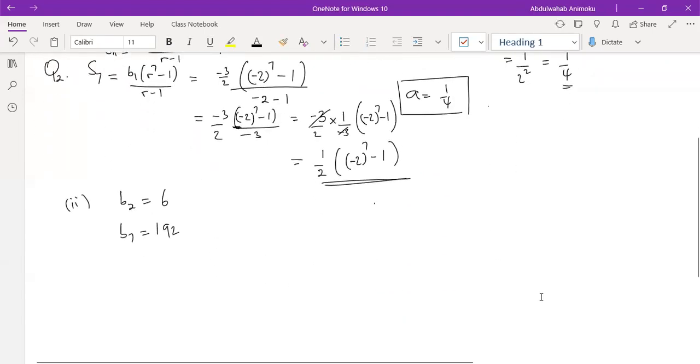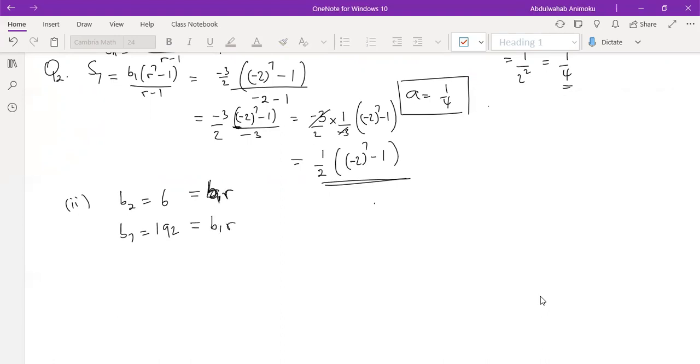Okay, now let's write the formula for B2. Always make sure you write the formula for the values that you know, okay? So B2 is what? B1 times R raised to power 1, and B7 is B1 times R raised to power 6.